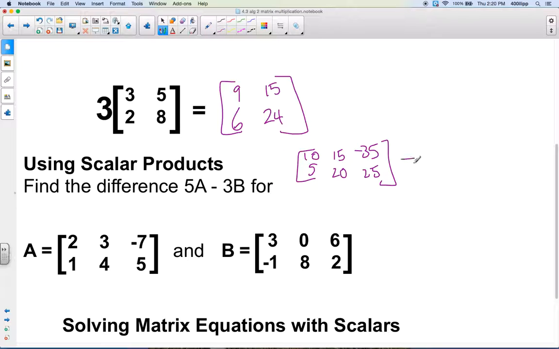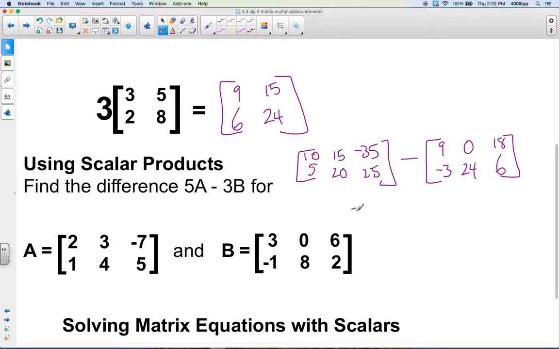Now we're going to subtract that with 3 times matrix B. So multiplying 3 to every element in matrix B, we're going to go 3 times 3 is 9. 3 times negative 1 is a negative 3. 3 times 0, 0. 3 times 8 is 24. 3 times 6 is 18. And finally, 3 times 2 is 6.